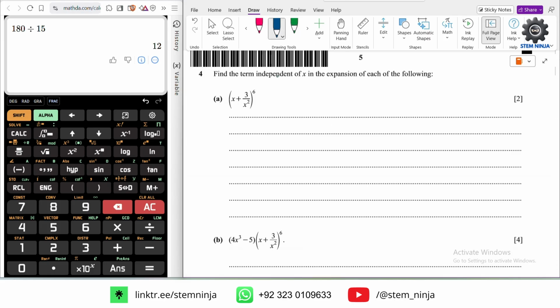Question number 4. Find the term independent of x in the expansion of each of the following. Okay, so you see, if we write the general form of each term in this, that is going to be 6c, let's call it n. You have x raised to power n and 3 over x squared, which can be written as 3x minus 2 raised to power 6 minus n.